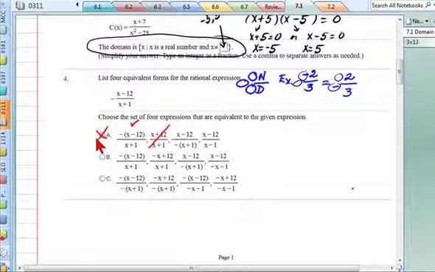Okay, let's go on. So just bear with me because I know this is tedious. All right, look at choice B. Well, we have already said that negative parentheses x minus 12 over x plus 1 is the same as the original because there were 2 sign position changes. Let's look at this.